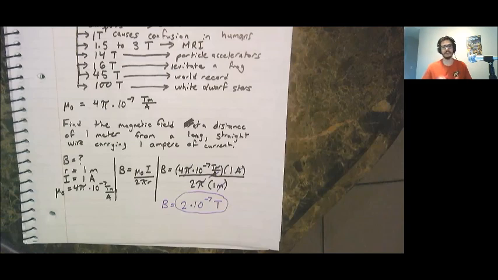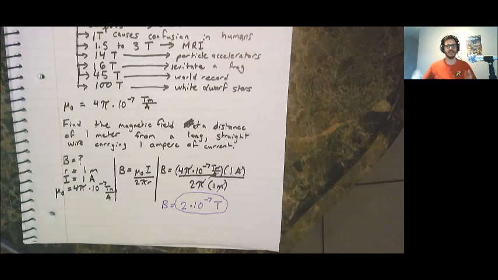Considerably weaker than the Earth's magnetic field. But again, this is a meter. It's pretty far away from a wire carrying 1 amp, which is honestly not that much current. So it should be kind of a weak field.